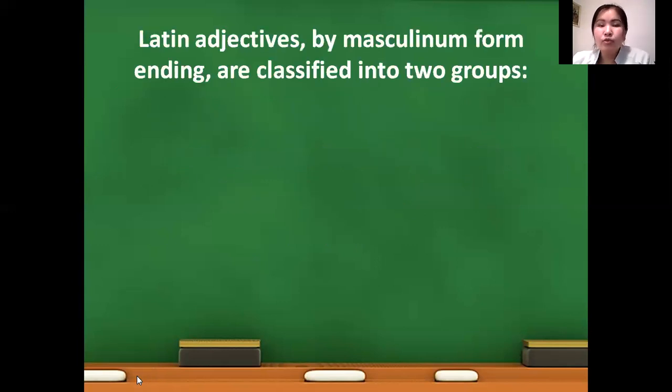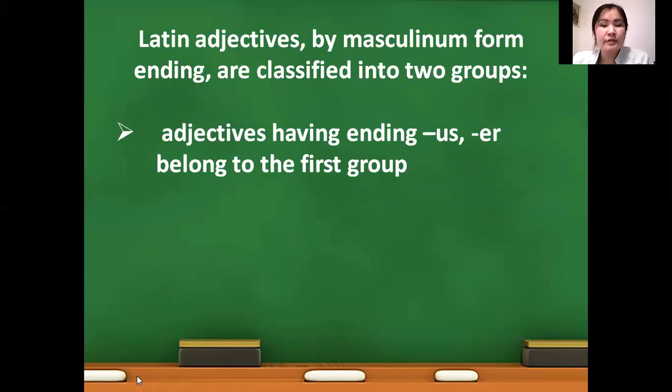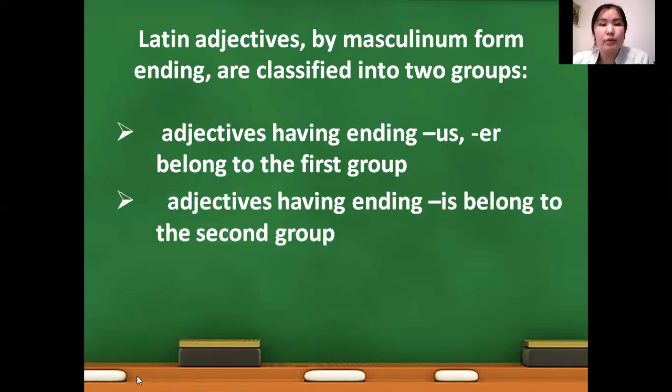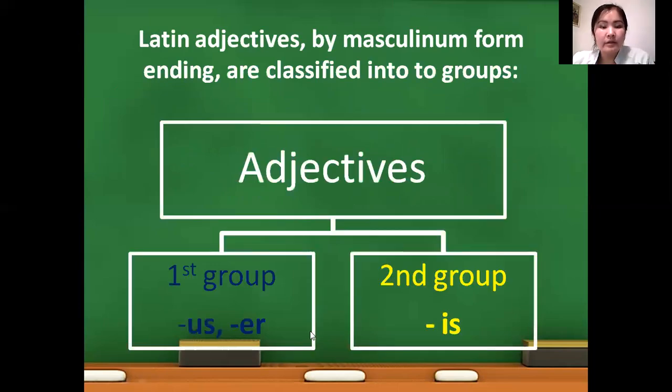By the masculinum form ending, adjectives can be classified into two groups. Adjectives having the ending us, er belong to the first group. And adjectives having the ending is belong to the second group. See? So once more I am repeating. Adjectives can be classified into two groups. First group adjectives have the ending us, er in masculinum form. And second group adjectives have the ending is in masculinum form.